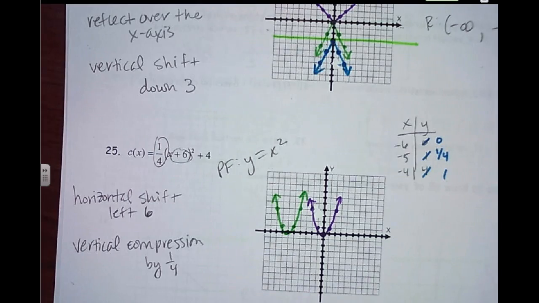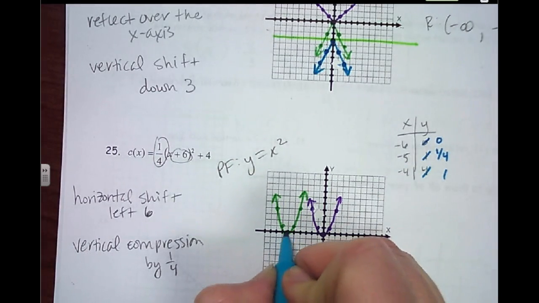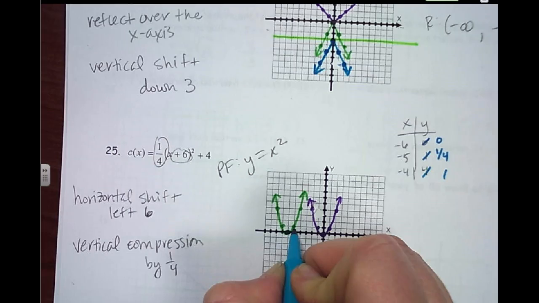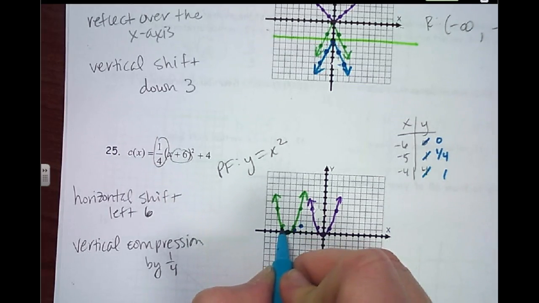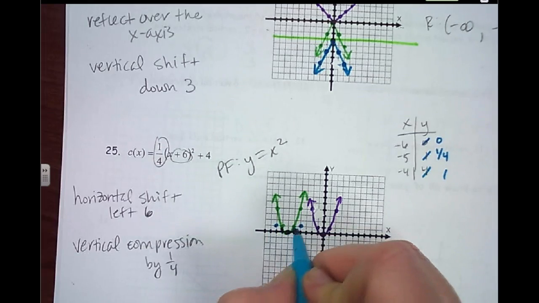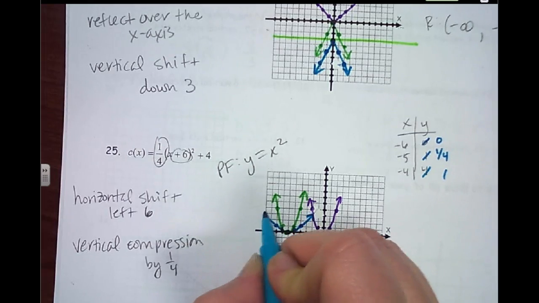So now I graph those. -6, 0 stays. -5, 1/4, and -4, 1. And then you have the opposites, so here and here. So you see that the parabola got flatter or wider.